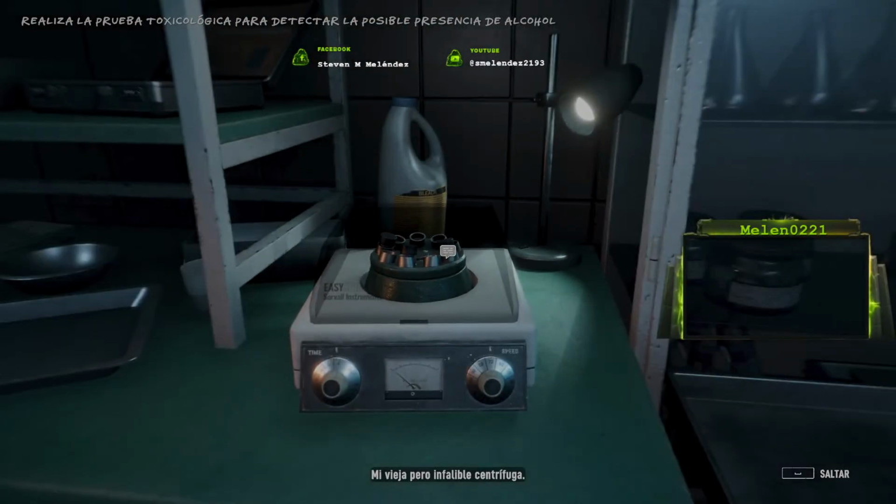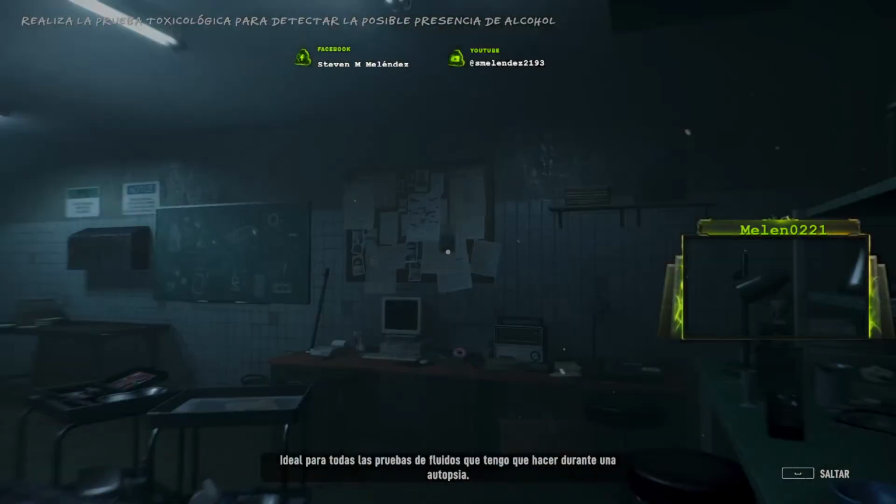My old but trusted centrifuge. Ideal for all the fluid tests I need to perform during an autopsy.